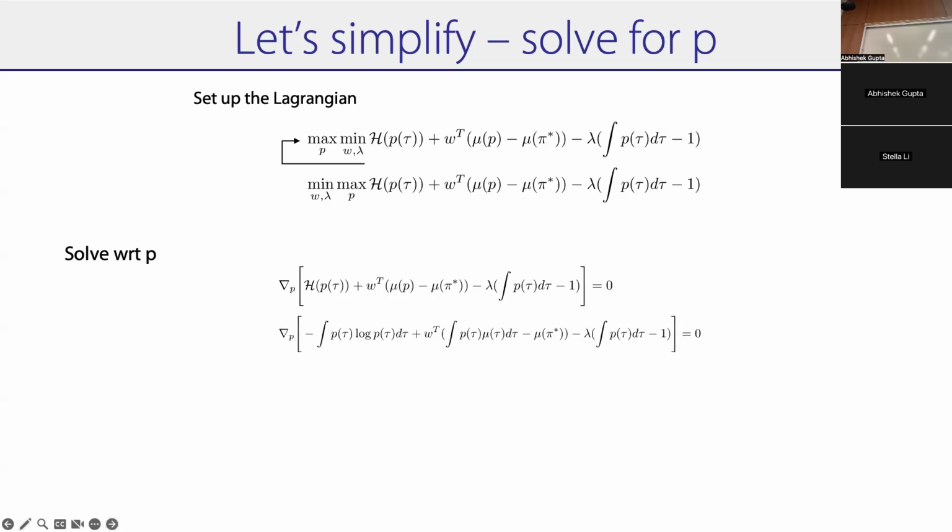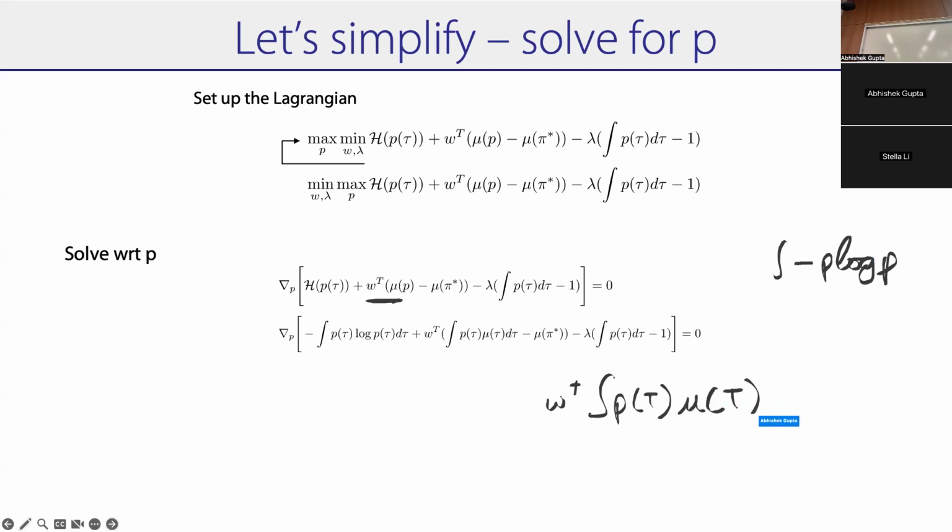Right? And so entropy is minus P log P. And we're just going to expand feature expectation. Feature expectation is W transpose of integral of the likelihood of a trajectory times the feature sum along the trajectory, right? So it's like take every trajectory. This is like the sum of features along that trajectory. You're going to average over many different trajectories and then multiply by W. That is an expansion of mu.